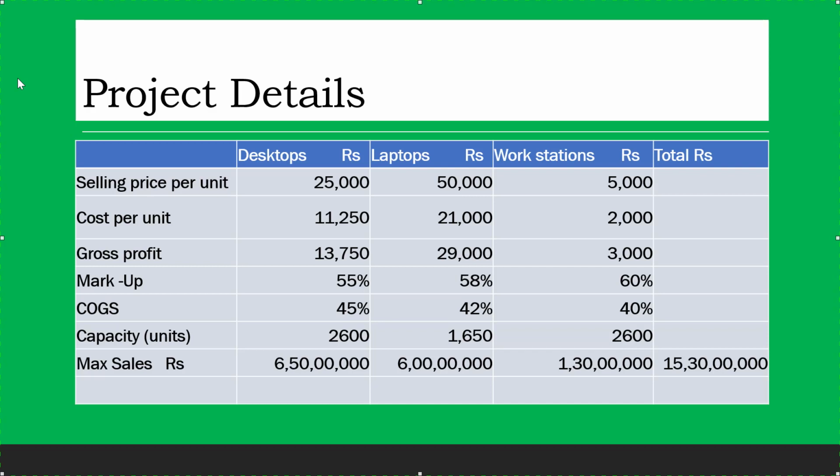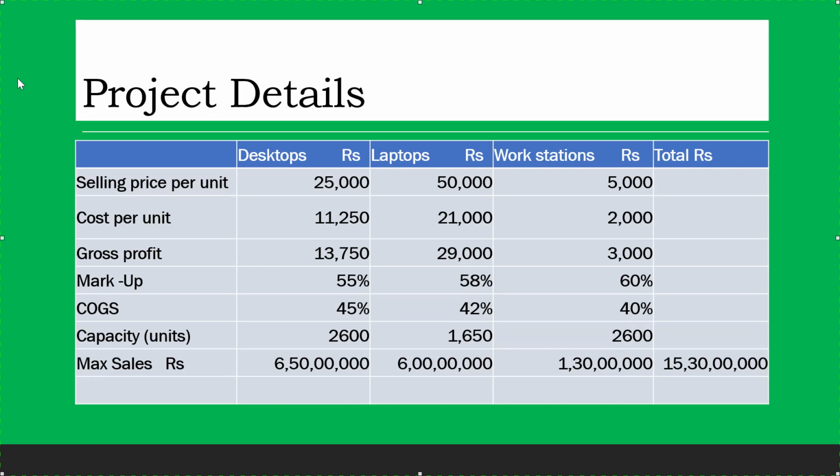Then this is going to be my cost. I've given a breakup of the cost also later. So 11,250 is my cost per unit, 21,000 for a laptop, and 2,000 for the workstation. So this is the gross profit I'm making, this minus this. Then this is my markup, 55%, and you can see the formula I've used to arrive at the markup. Then the cost of goods sold will be 45% of the rest. Capacity: I'm going to manufacture a maximum of 2,600 desktops, 1,650 laptops, and 2,600 workstations.